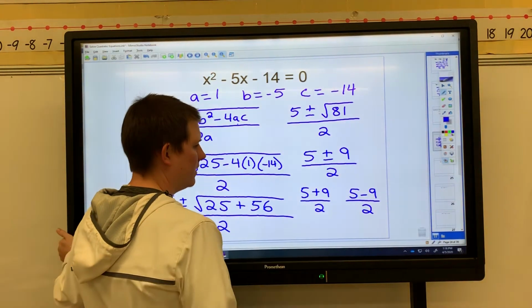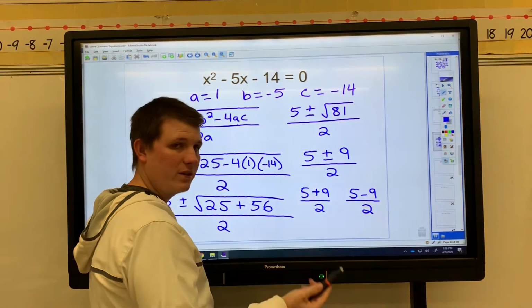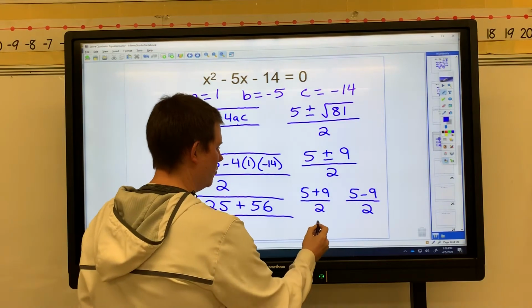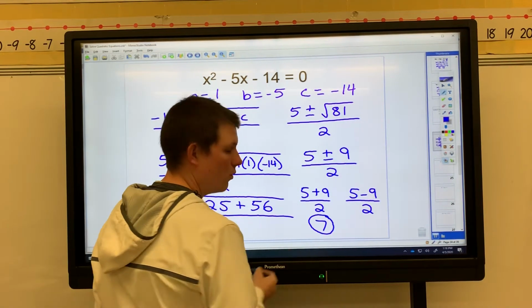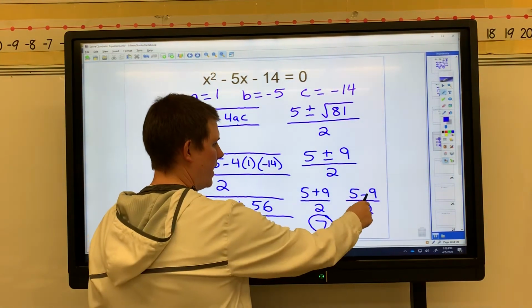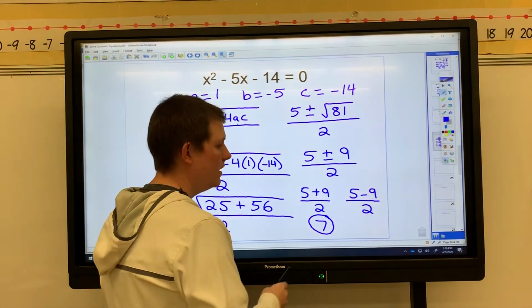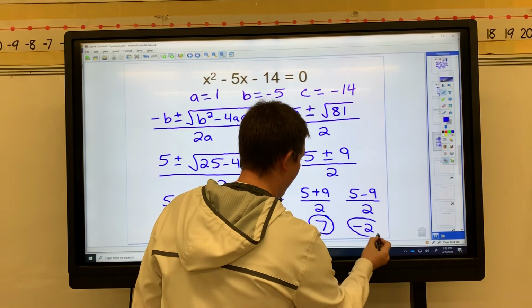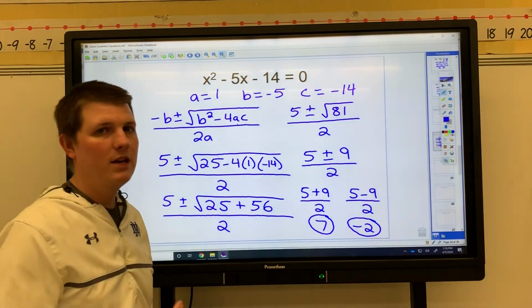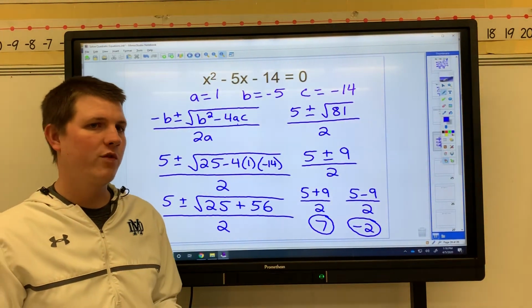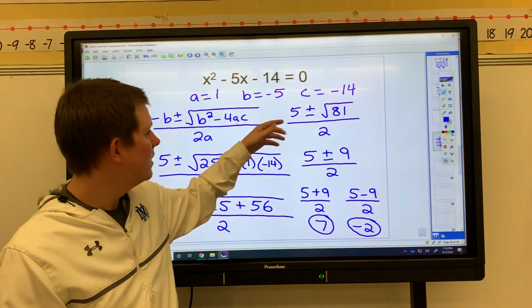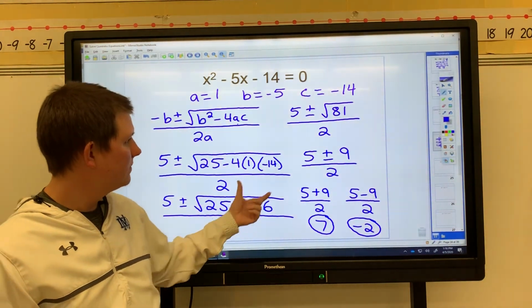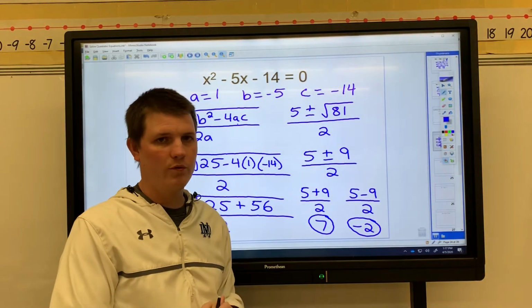One plus, one minus. 5 plus 9 is 14. 14 divided by 2 is 7. That's one of my roots. 5 minus 9 is negative 4. Negative 4 divided by 2 is negative 2. So my two roots are 7 and negative 2. This is the quadratic formula. Find a, b, and c, plug it in, work it out, and you get your two roots.